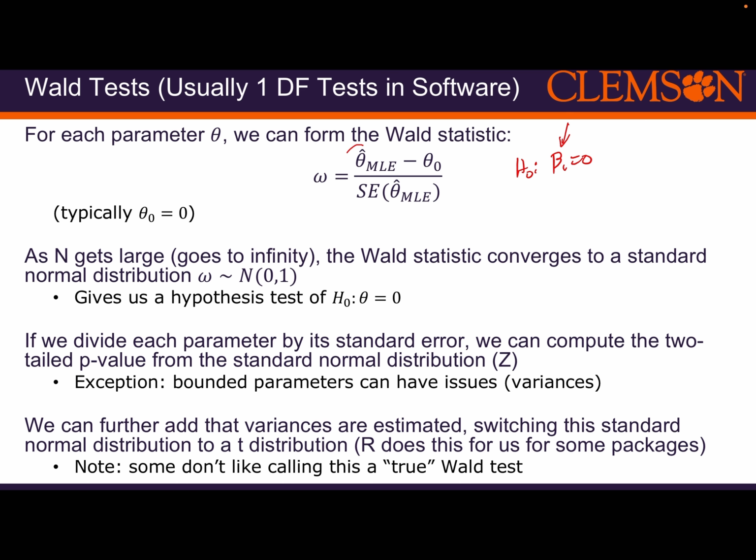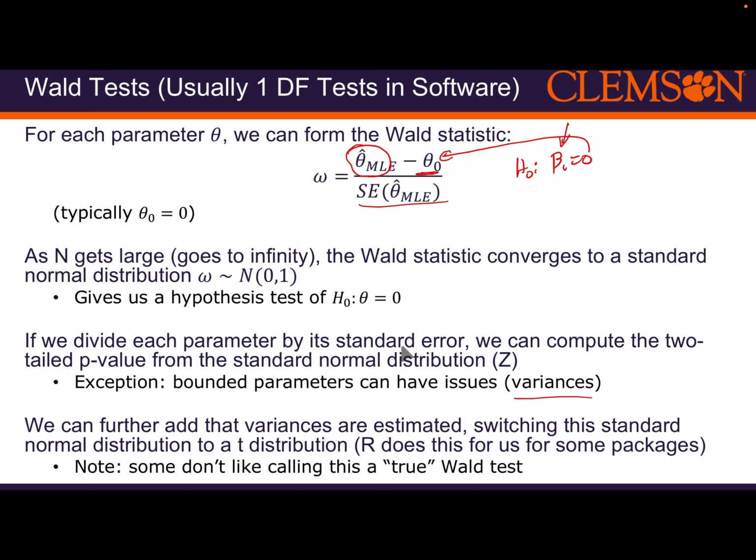So here, if we take our point estimate of beta 1 against what we're comparing it to, in this case, that's 0, and we divide it by the standard error, which again comes out of the maximum likelihood estimate, this test can be compared to a z-distribution. Literally, that asymptotic normality assumption enables this test. So we can compare this with a standard normal distribution, right? So if we divide each parameter by its standard error, we can compute the two-tailed p-value from the standard normal distribution. There are a few exceptions if we have parameters with boundaries, variances, for instance.